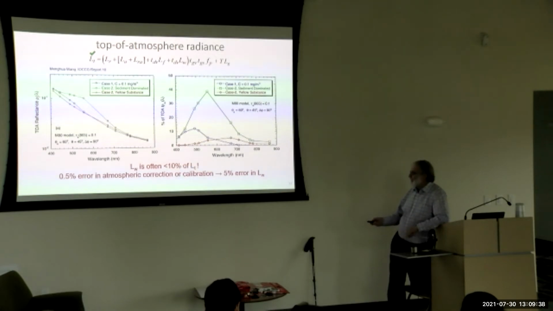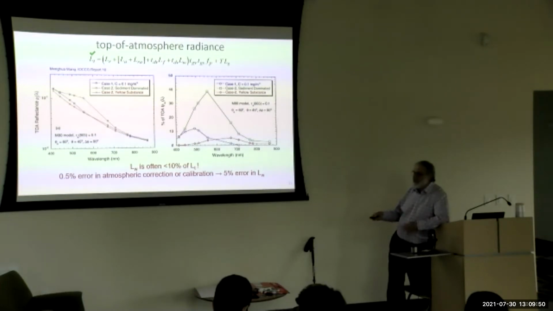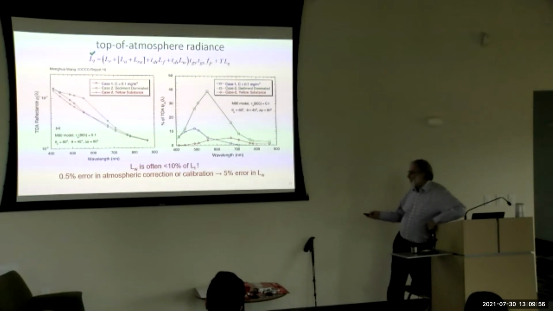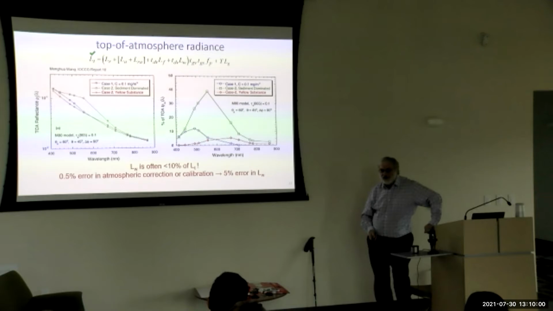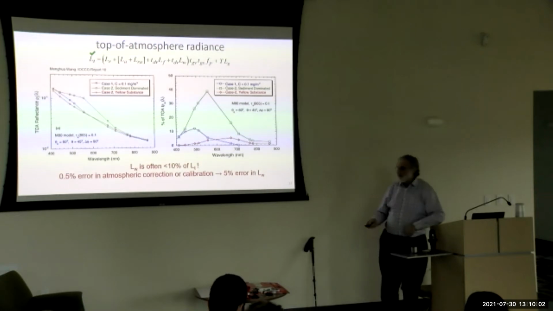So that means if the water leaving radiance is only 10% of the top of the atmosphere part, and we make a 0.5% error in atmospheric correction or an instrument calibration, that could make 10 times the error in the water leaving radiance. So it would be a 5% error in water leaving radiance if we make just a 0.5% error in the atmospheric correction.